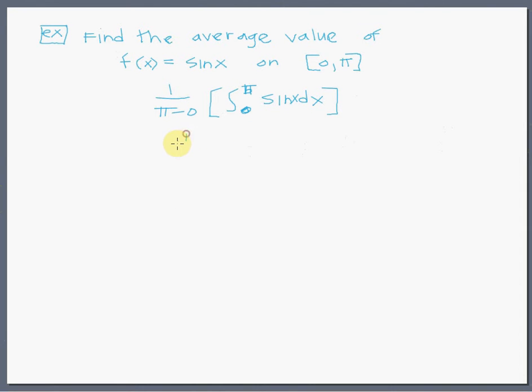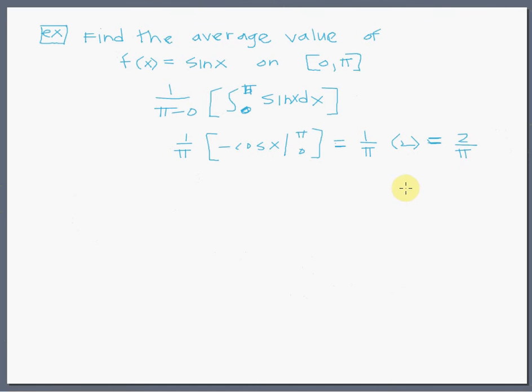Okay, so now we have 1 over pi, and the integral of sine of x is the negative cosine of x. And we're going to integrate that from 0 to pi. So that equals 1 over pi of negative cosine of pi plus cosine of 0, which would give us 2, because the cosine at 0 is 1, and the negative cosine of pi is also 1. So you would have 2 as the evaluation of that. And then you'll just have this equals 2 over pi.